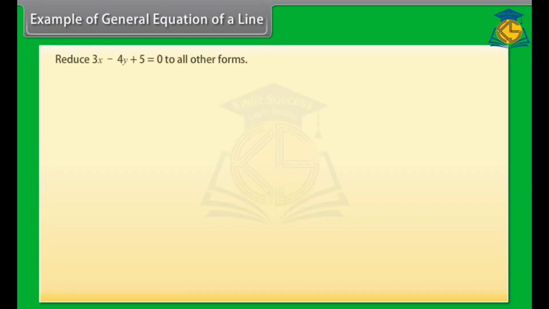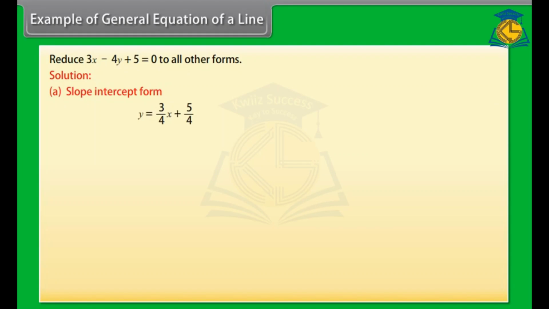Example of general equation of a line. Reduce 3x - 4y + 5 = 0 to all other forms. Solution. Slope-intercept form: y = (3/4)x + 5/4, where m = slope = 3/4, and c = 5/4 is the y-intercept.